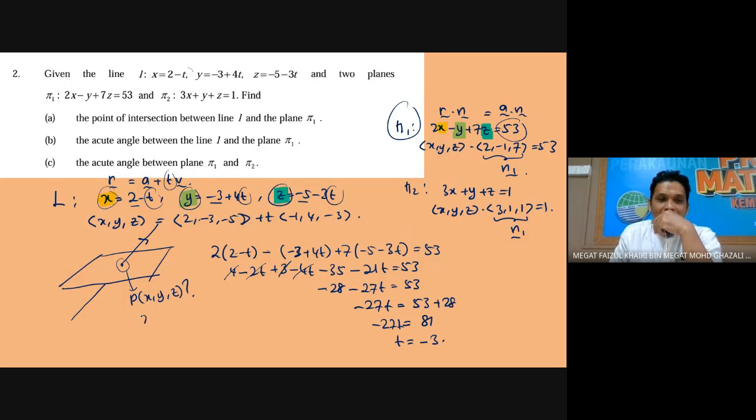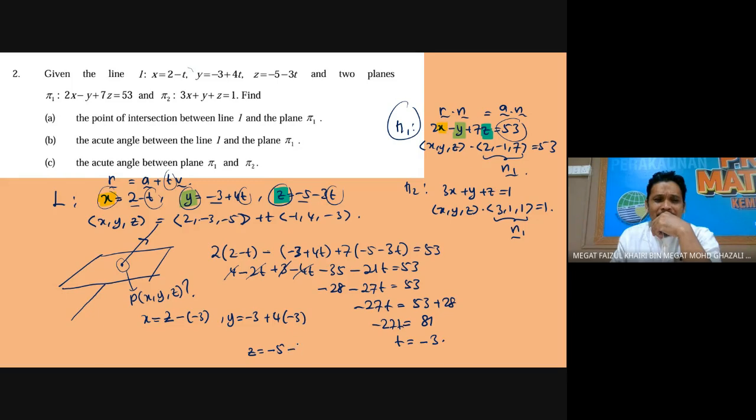So then x equals 2 minus t, which equals 5. y equals negative 3 plus 4 times negative 3. And z equals negative 5.